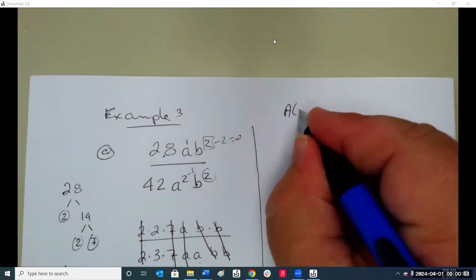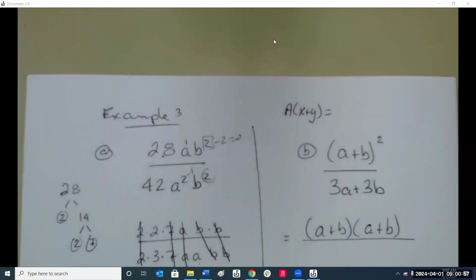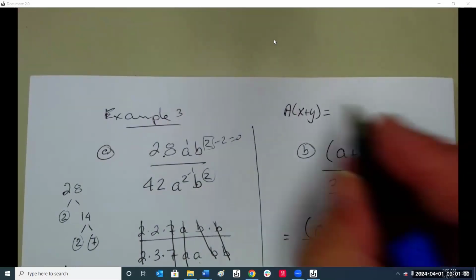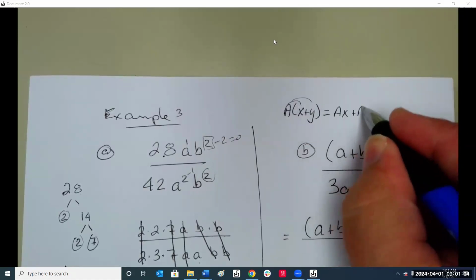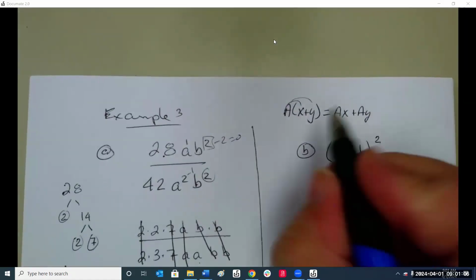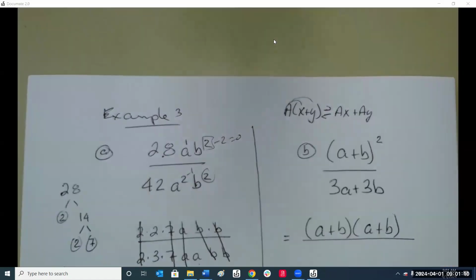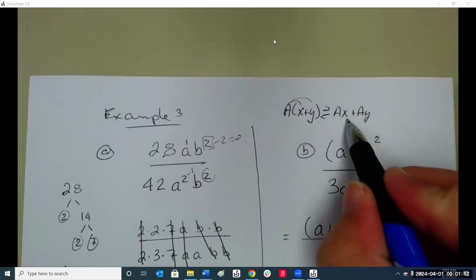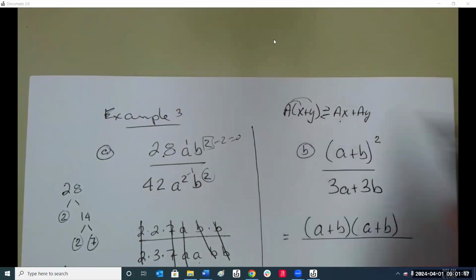Remember this property? The distributive property? Well, this would equal AX plus AY. I also said that's distributivity. This way is called factoring. You can see what they have in common, take it out. Whatever's left goes inside the parentheses.